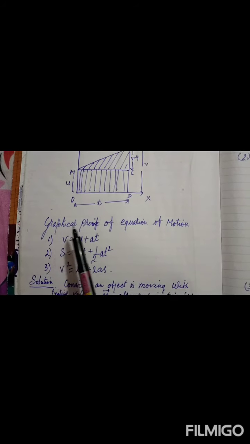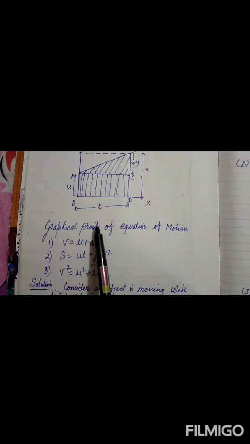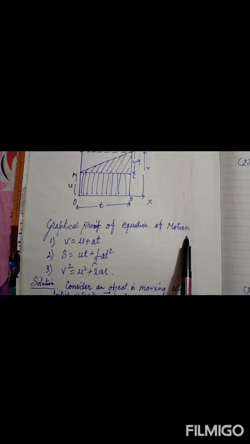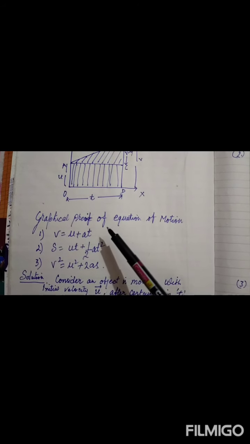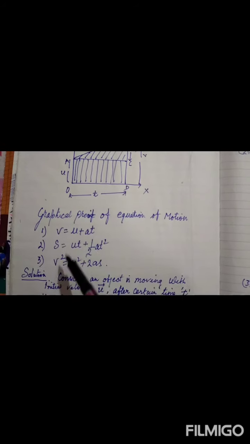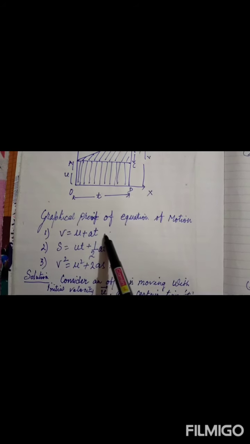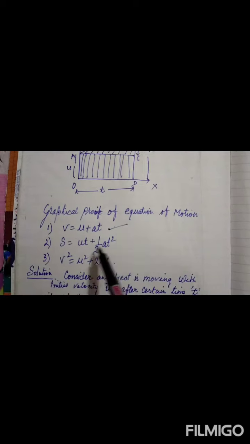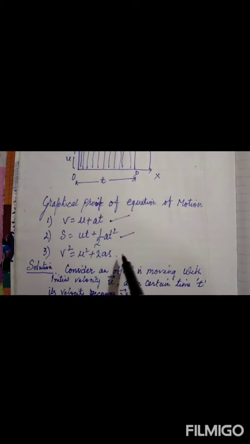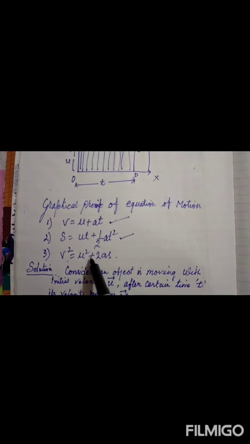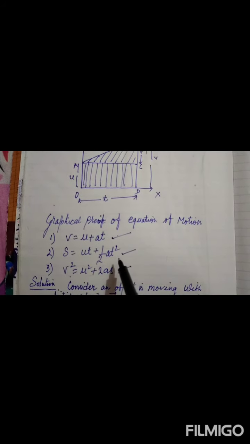Today we will study the graphical proof of the equations of motion of class 9. In class 9, we have studied three equations of motion and we will prove them graphically. The first equation is v equals u plus at. The second one is s equals ut plus half at square, and the third one is v square equals u square plus 2as. For solving these equations, we will take a graph.